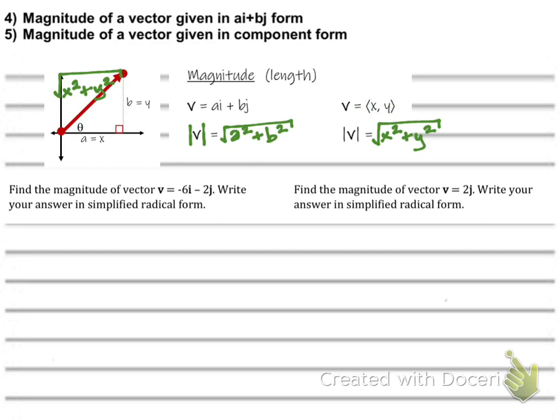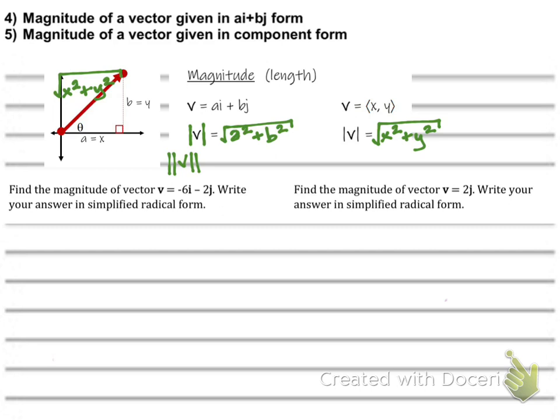You might see the magnitude also written like this with 2 bars. I don't believe Alex ever writes it like that, but if you ever see something like that, maybe in a physics class or something, it means the same thing. Some people just use a different notation there.